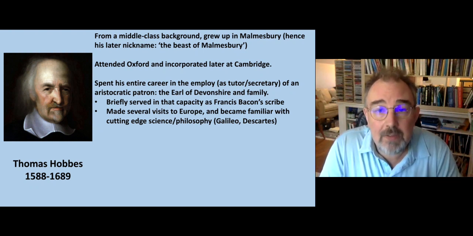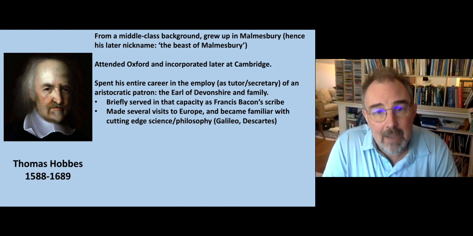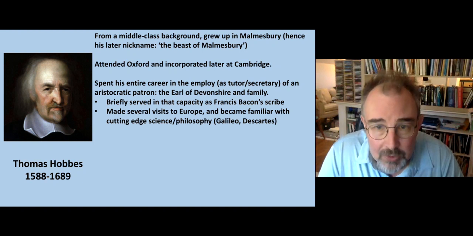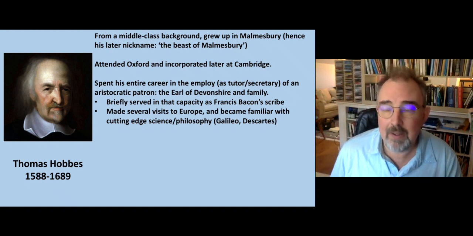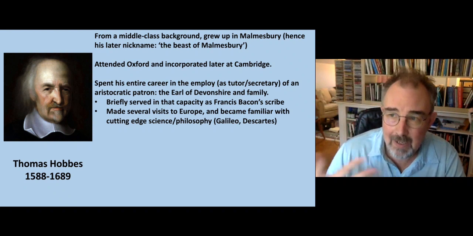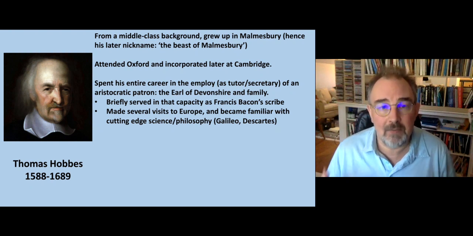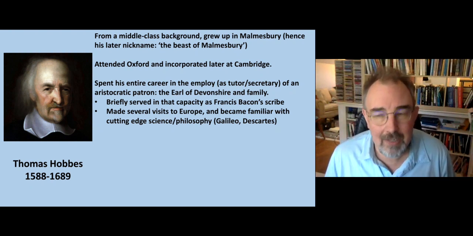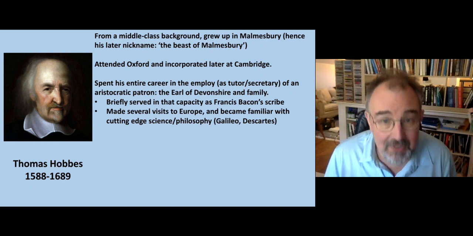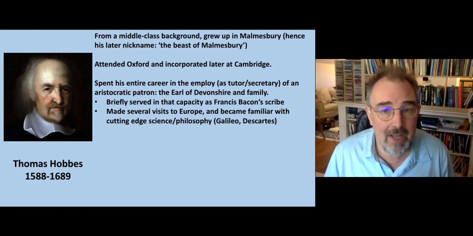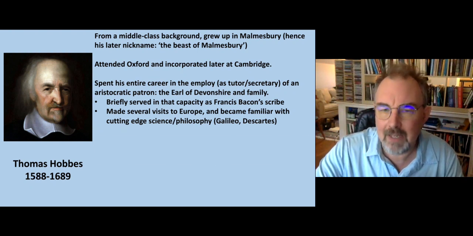Under the patronage of the Earl of Devonshire, he was able to make several visits to Europe in his early life, and that enabled him to get plugged into some of the cutting-edge intellectual developments on continental Europe, especially in science and philosophy. He becomes familiar with the work of Galileo. He is in correspondence later with the French mathematician and philosopher Descartes, and is very much interested in these cutting-edge intellectual developments, becomes very interested in optics in particular, and is interested in scientific subjects as well as in political ones. And I'll say a little bit more about that, I think, next time.